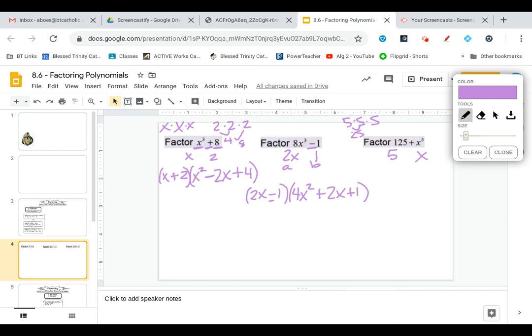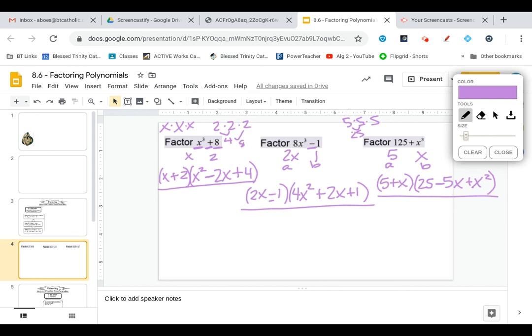Okay, so I'm going to follow my same rules. 5 is my A, x is my B. So I'm going to do 5, same sign, plus x times 5 squared. A squared is 25, minus, opposite sign. A times b is 5x. And then b squared, x squared as my last term. So those are my factors for each one.